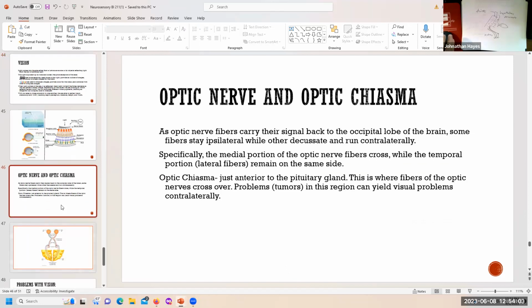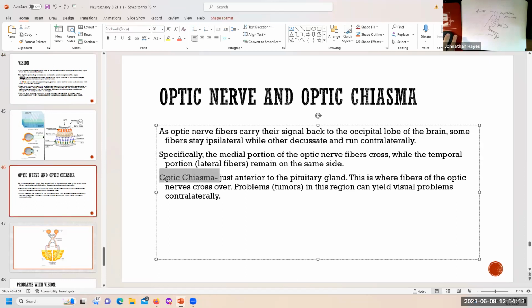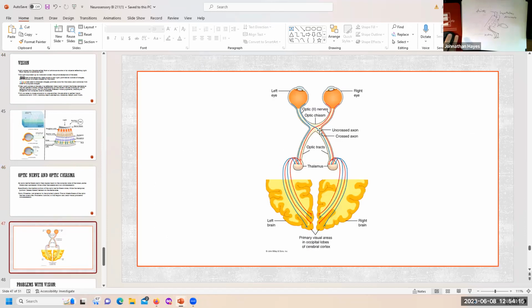I already mentioned this when I talked about the occiput or the occipital lobe the other day. I was talking about hemianopsias, right? And the optic chiasma is an anatomical structure where information from the optic nerves meet and cross over. So some information coming from the eyes always stays ipsilateral. Some information coming from the eye crosses over at the optic chiasma and crosses to the opposite side, right?